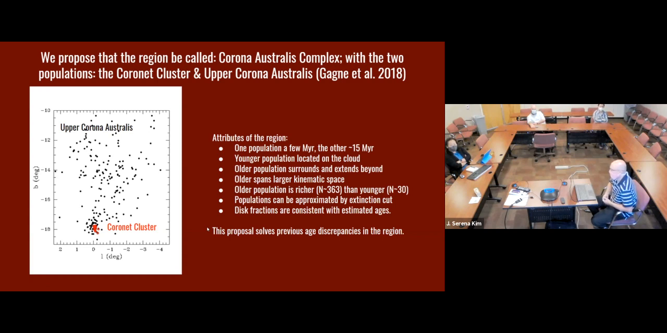But if you want to get a sample that doesn't require you to have an age estimate, then an extinction cut is what you should go with, to just get the embedded stars versus the non-embedded stars. And then finally, the disk fractions are consistent with the estimated ages from the stars and evolutionary models. So this proposal solves all the previous age discrepancies of the region, which is what, of course, I am most proud about for this study.